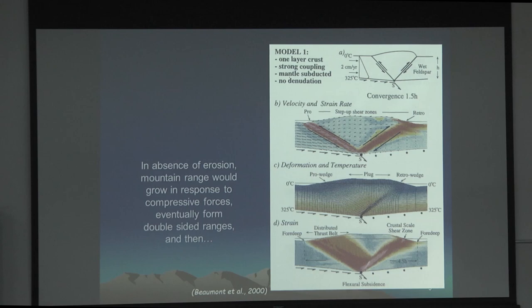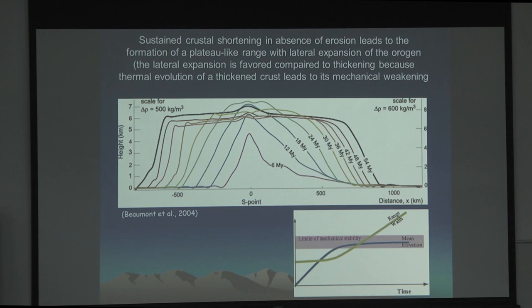And if you keep on the shortening for million and million years, then you can see that after 6, 12, 18 million years, you begin by building a triangular topography, and then after some time, around 20 million years, because of thermal weakening of the heart of the mountain, you begin to spread the mountain. So a mountain begins to gain some elevation, and after some time it reaches some mechanical limit that makes you create a plateau that spreads out. So this is what we can get without erosion at Earth's surface if we have just tectonics.